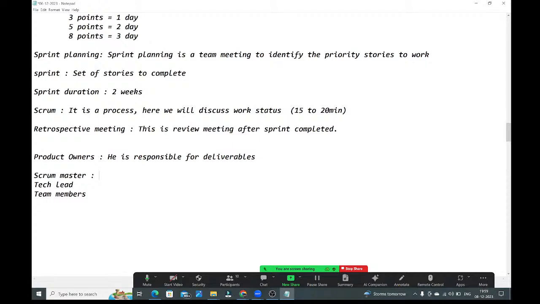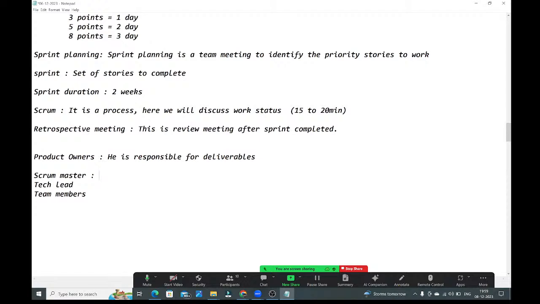Do you have any dependency with other teams? Do you have any dependency with other team members? Everything will be checked by the Scrum Master only. Okay, I have a dependency on the testing team, but they are not responding. They are busy with some other work. You can tell the Scrum Master. The Scrum Master will talk to them and arrange for the testing guys.